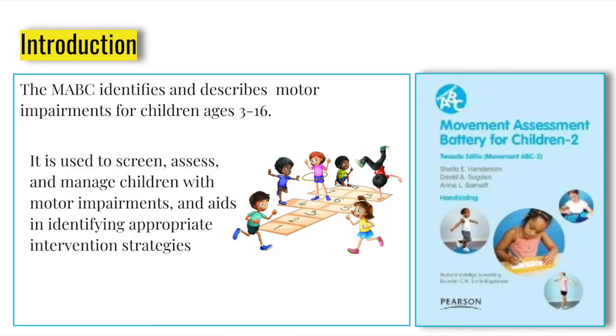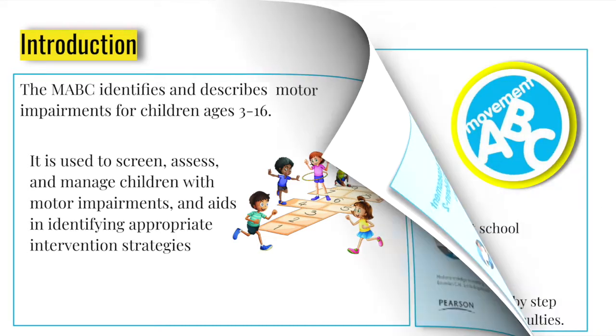The MABC is a tool that identifies, describes, and guides the treatment of motor impairment. It is used to assess children's motor skills, disabilities, and determine intervention strategies. It is individually administered. It takes about 20 to 40 minutes to complete and can be used within the age range of 3 to 16 years. It provides screening, assessment, and management for children with motor skill disabilities.